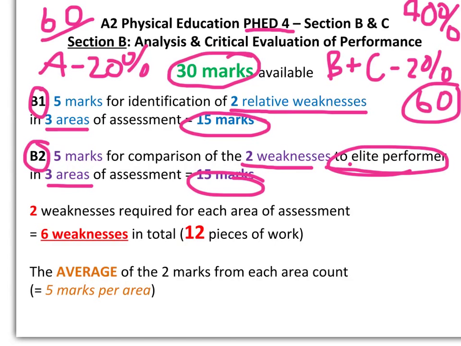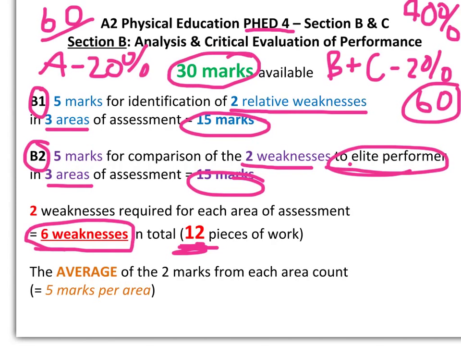So just to clarify, we've got it here. You've got your 6 weaknesses that you're going to discuss for both you and the elite performer, which is 12 pieces of work. Just a little note on the bottom of that. For each area that we're going to discuss, which we'll go into a little bit more detail in a minute, it's the average of your 2 marks.